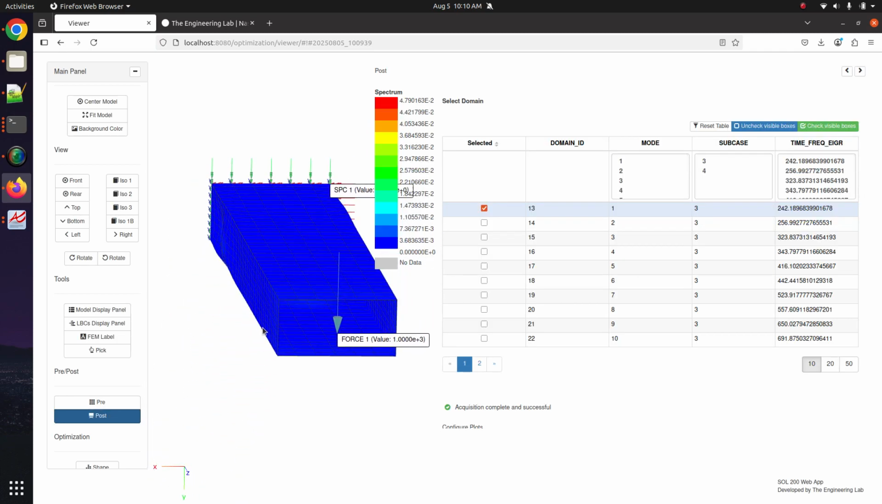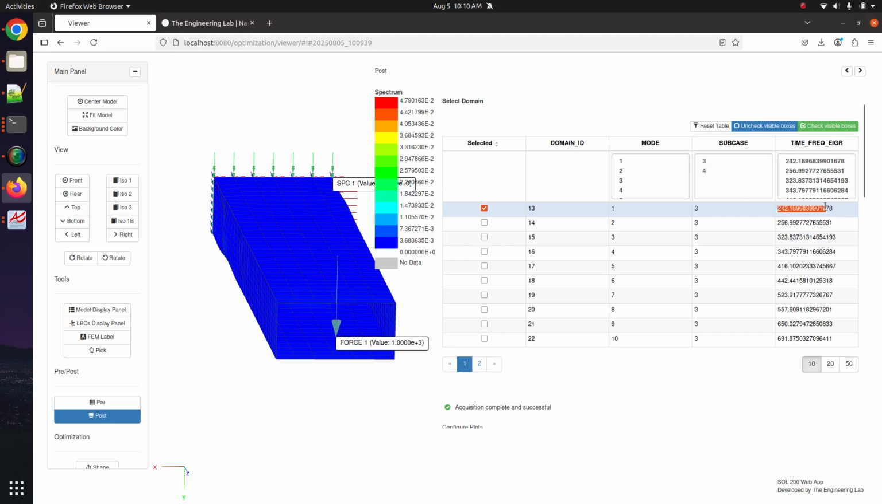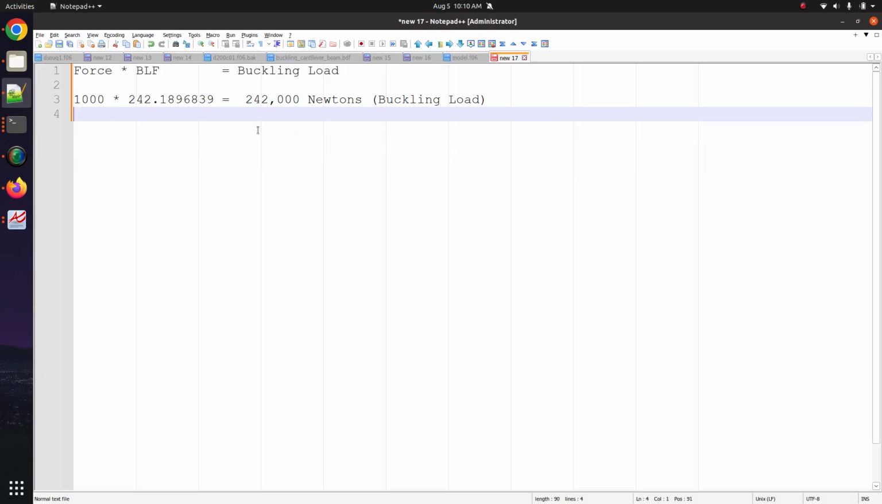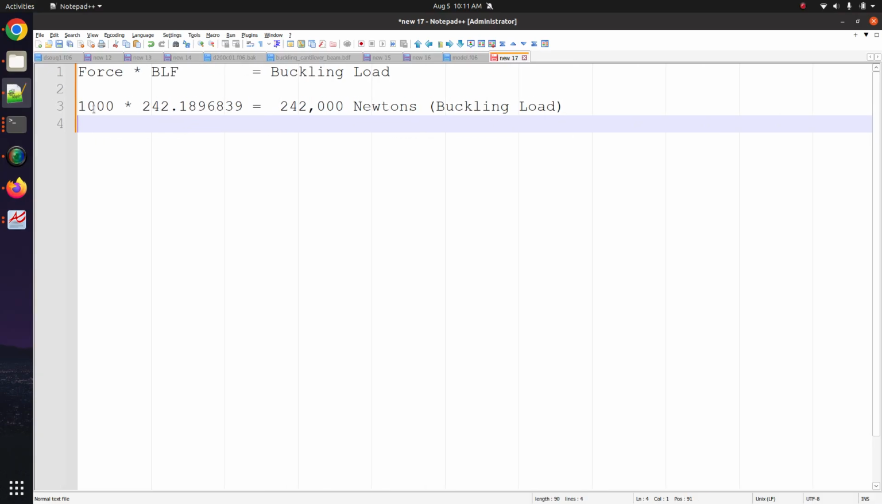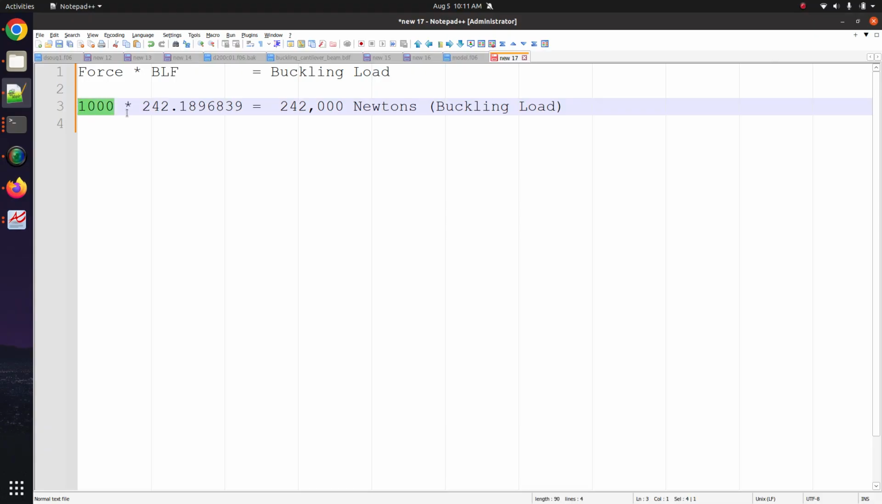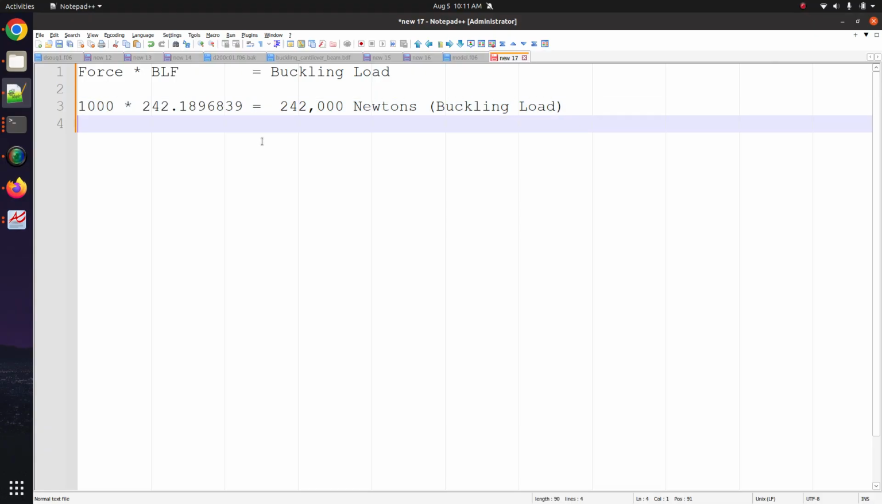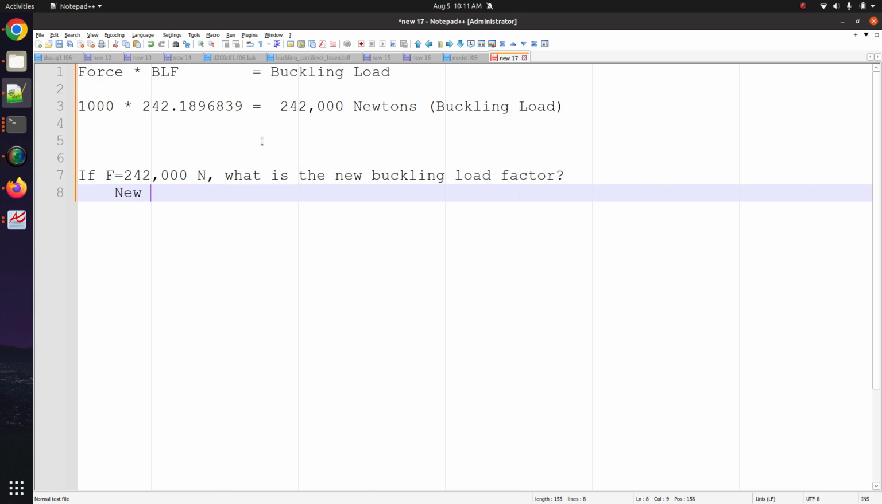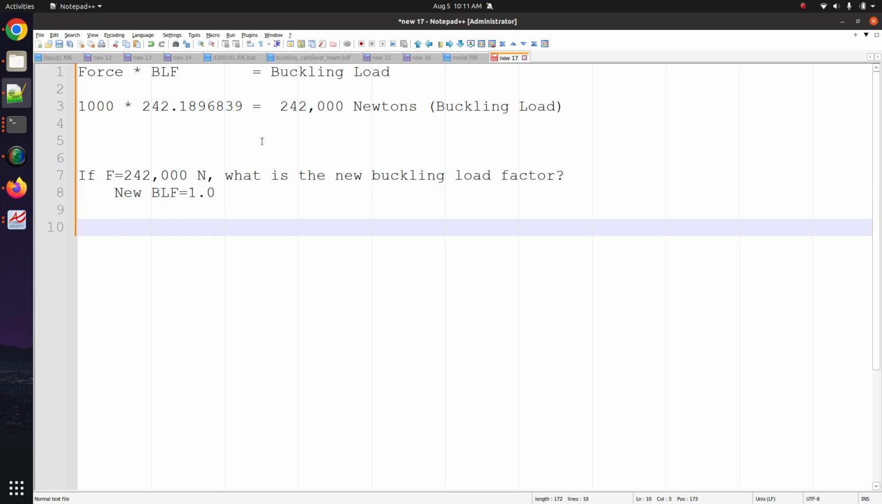So what happens when we scale our loads by this factor? Let's suppose we actually scale the original 1000 units of force by the buckling load factor. What is our new, if F equals 242 newtons, what is the new buckling load factor? Here I'll just tell you the new BLF should be 1.0. So what happens when you're right on the edge of buckling? Well, the buckling factor should be 1.